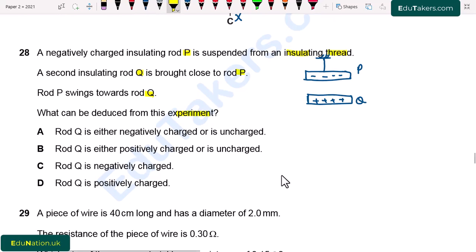So MCQs are given. A, the rod Q is either negatively charged or is uncharged. B, Q is either positively charged or it is uncharged. So from here B is correct. Because the charge on the P rod is negative, there must be a positive charge on Q or it must be uncharged.